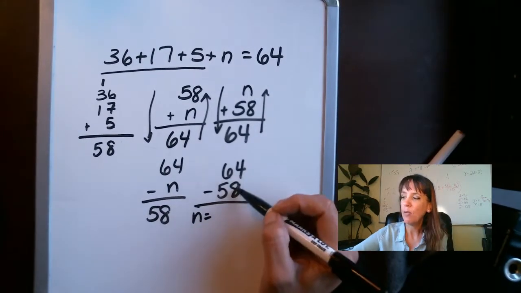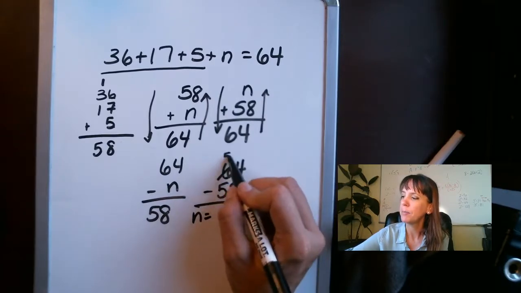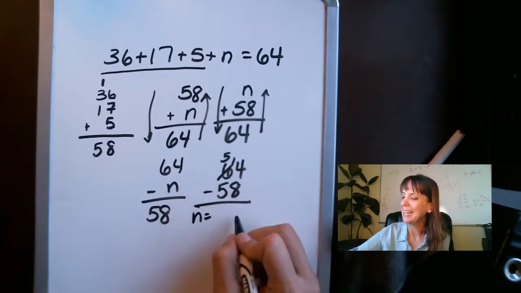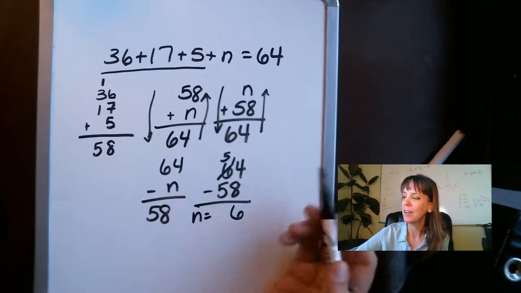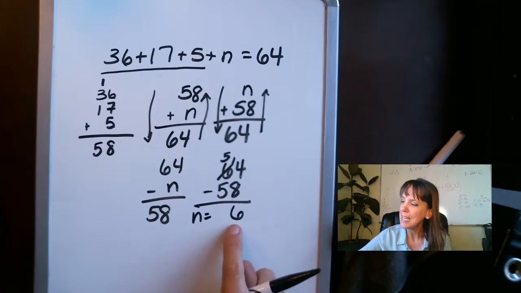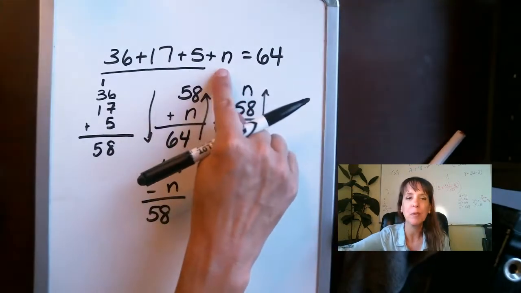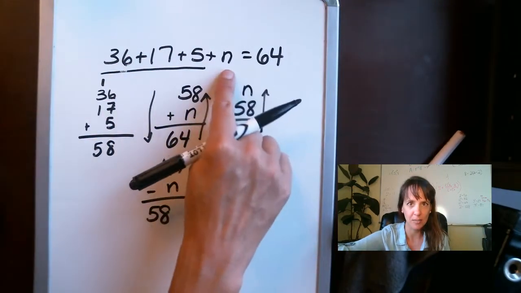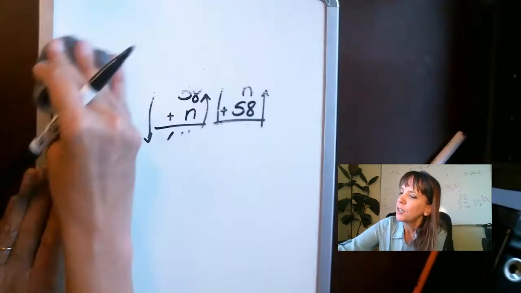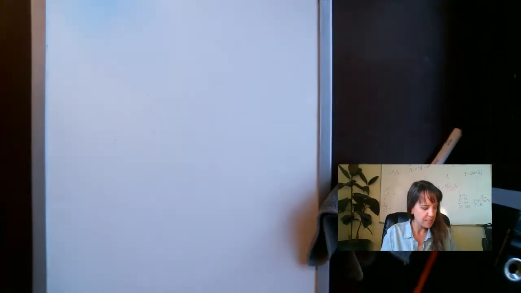And what I have now, 4 minus 8, I need to borrow, so I'm going to make that 5. 14 minus 8 is 6. 5 minus 5 is 0, so n equals 6. Sure enough, if we take that n and go back up here and plug it in, we can check, does all of this equal 64? Absolutely. Good. All right, so let's take a look at some missing numbers in subtraction now.